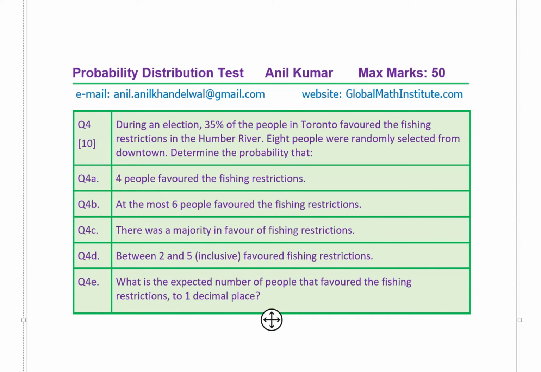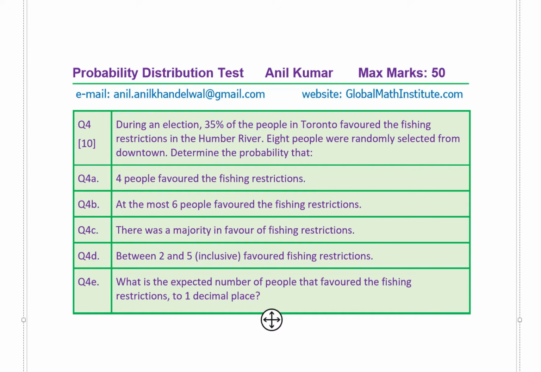Question number 4. During an election, 35% of the people in Toronto favored fishing restrictions in the Humber River. 8 people were randomly selected from downtown. Determine the probability that 4 people favored the fishing restrictions.